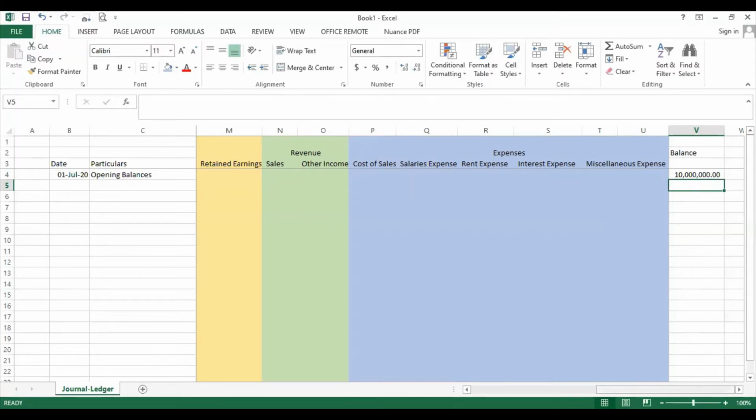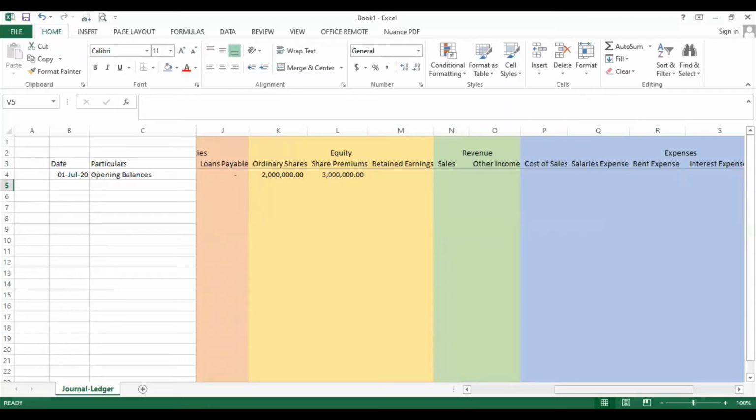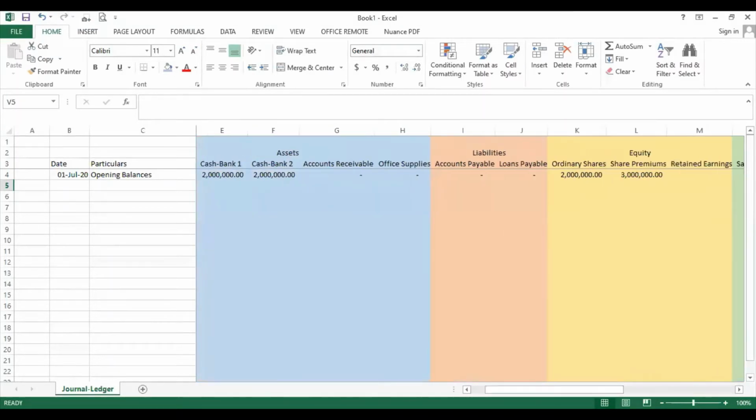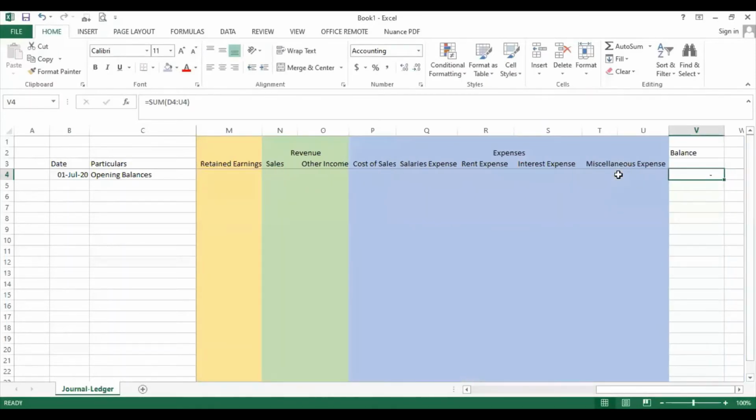That's where we put in assets positive, liabilities and equity negative, revenue negative, expenses and cost of sales positive. So again, we convert debits to positive and credits to negative. So these ordinary shares will become a negative 2 million. These share premiums will become negative 3 million. So now our check figure is 0.